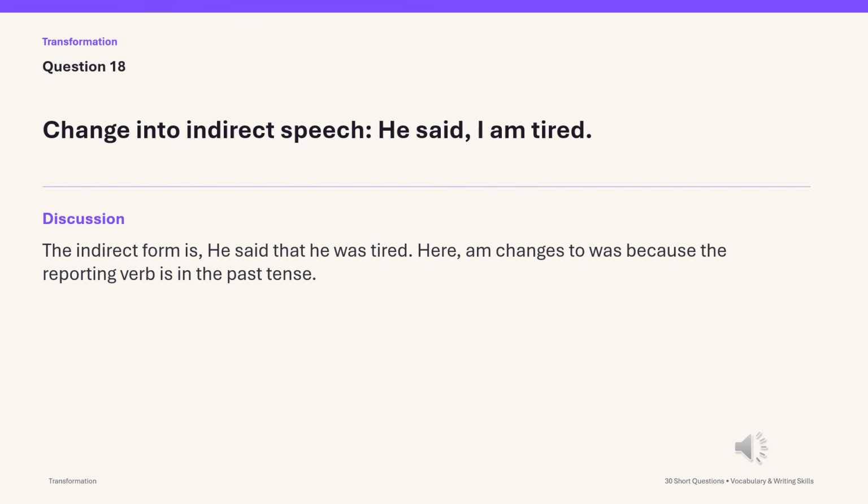Next, we need to change this sentence into indirect speech. A few things that we need to remember is that while converting from direct to indirect, we usually change the pronouns and the tense. So, I am tired becomes he was tired. So, when we change it entirely, it reads as he said that he was tired. So, indirect speech reports whatever someone said without quoting the exact words.